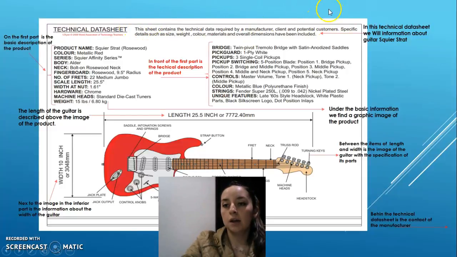In this technical datasheet, we find information about the guitar, the Square Star. In the first part is the basic description of the product: color, series, body, neck. In front of the first part is the technical description of the product: pickups, pickup switching, control, color, strings.